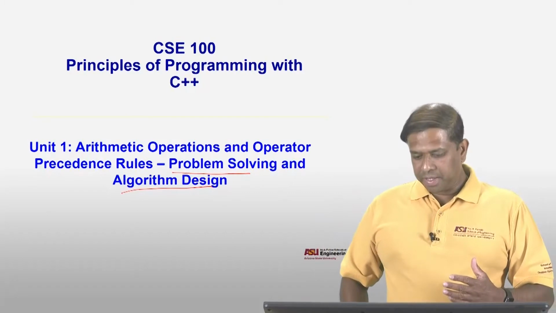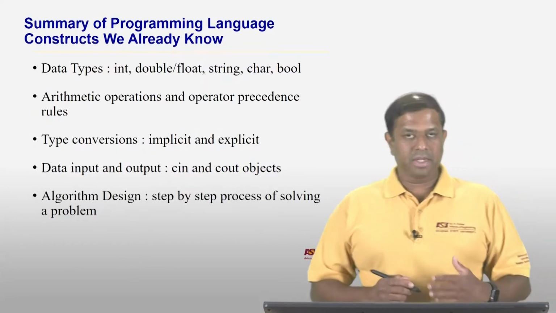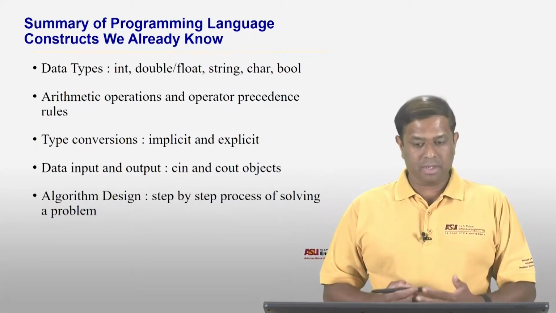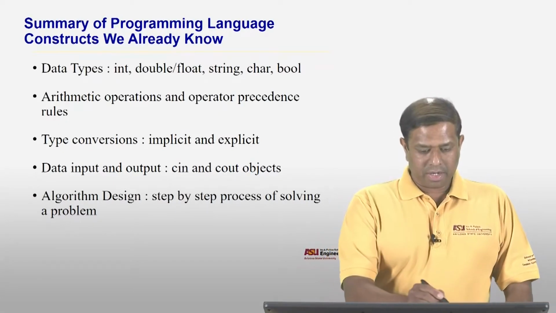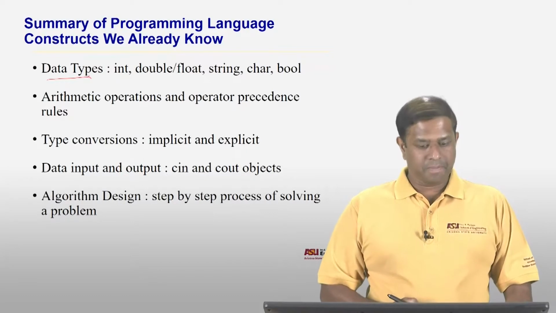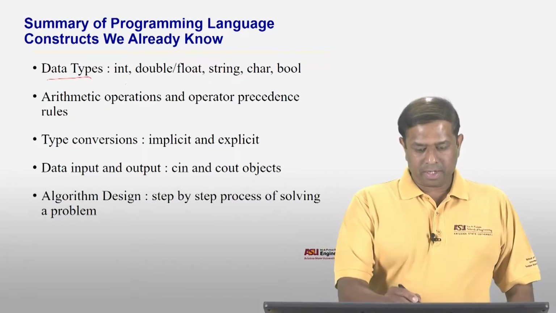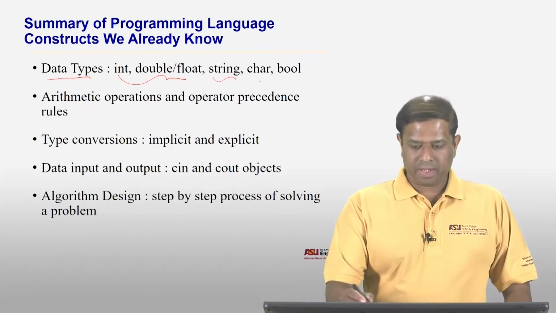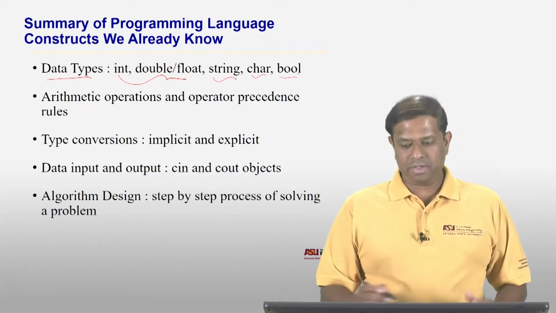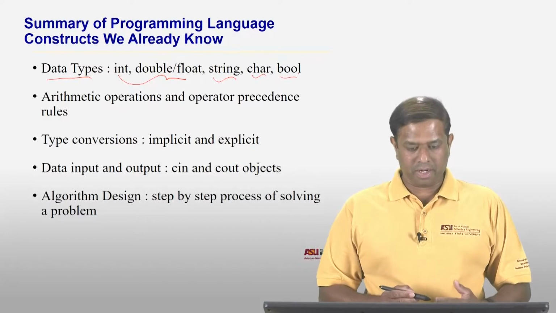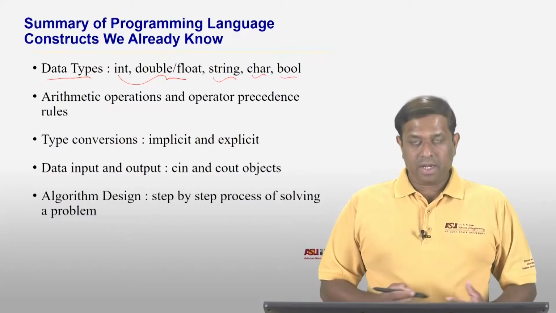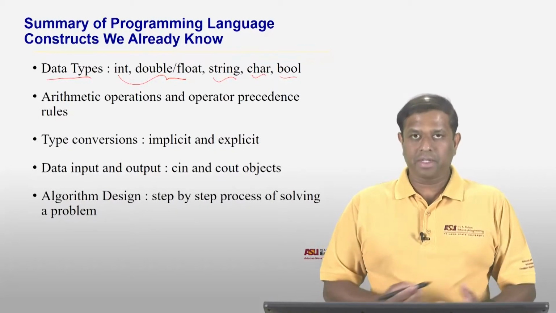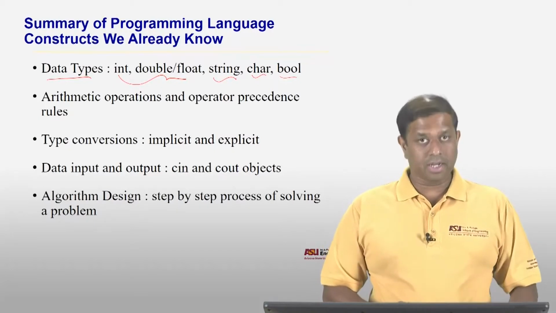Now before we get there, let's quickly revisit what we already know in terms of the programming language constructs of C++. We already talked about data types, especially how we are representing number types, and then strings, the characters, and true false values using Boolean variables, right? Now when you have these data types, they are associated with a set of operations that we can perform with the data types, right?